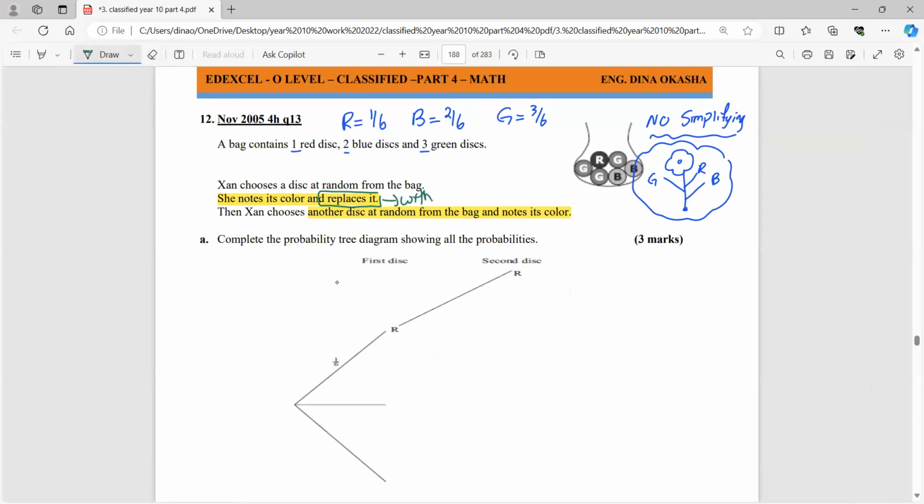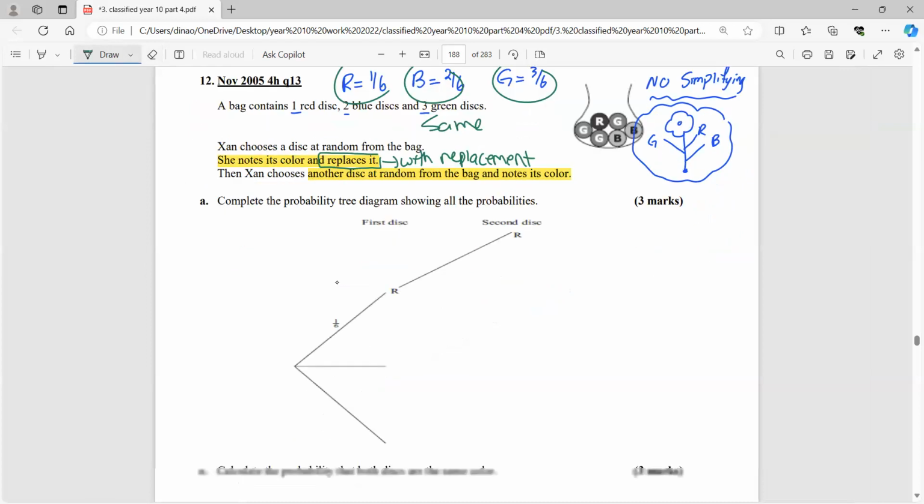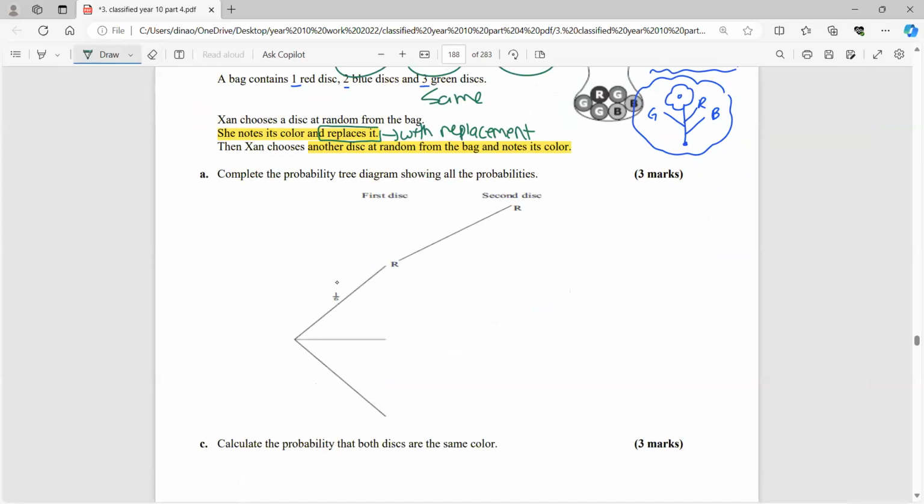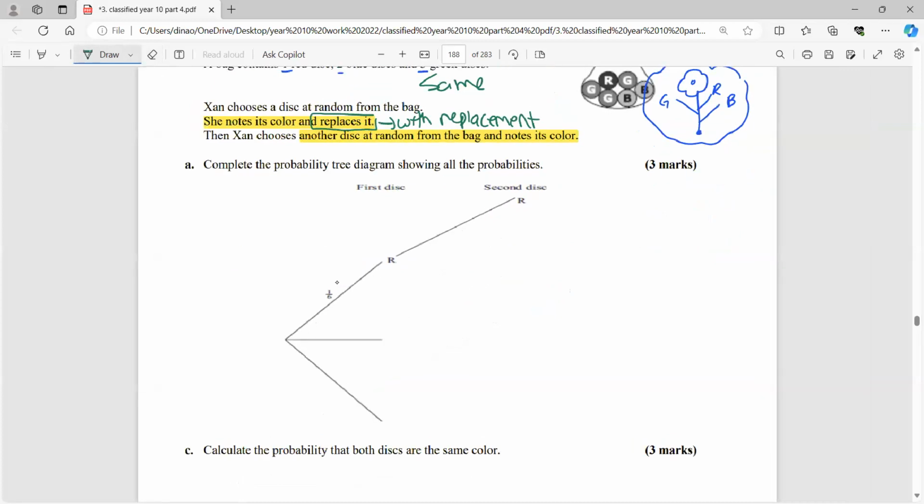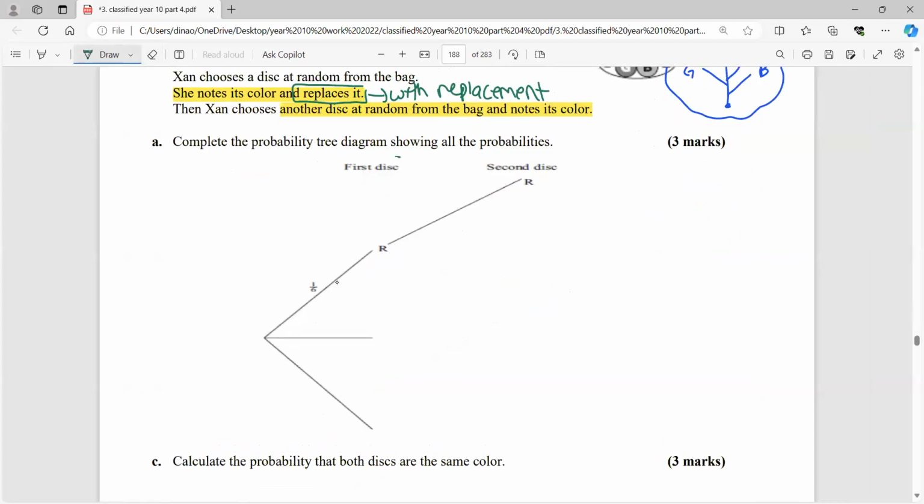And we agreed that the advantage of with replacement questions is that the probabilities are the same throughout the question. Every red is 1 over 6, every blue is 2 over 6, and every green is 3 over 6. Complete the tree diagram to show all the possibilities. Now let's see the first choice.